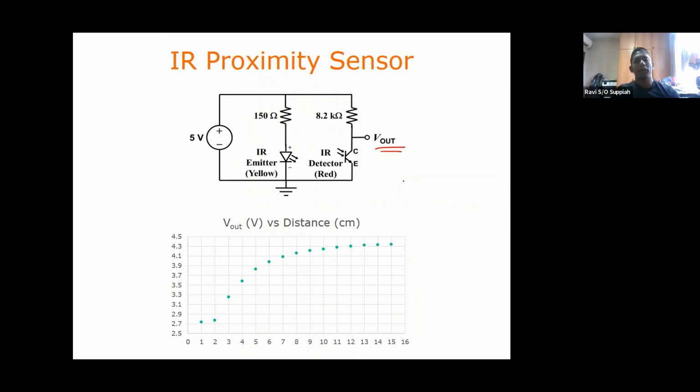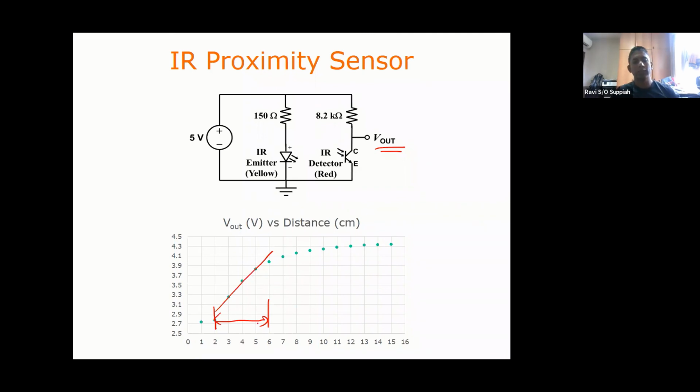We saw that for most of you, from around 2 cm to around 6 or 8 cm is where you can see some sort of linear relationship. Of course it tapers off after that. But we saw that the greatest change in the output was somewhere between 2 cm and 6 cm.